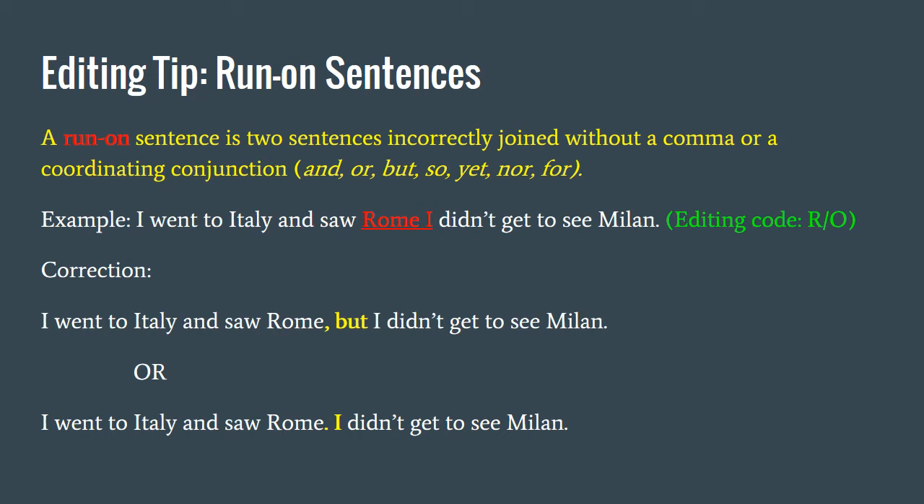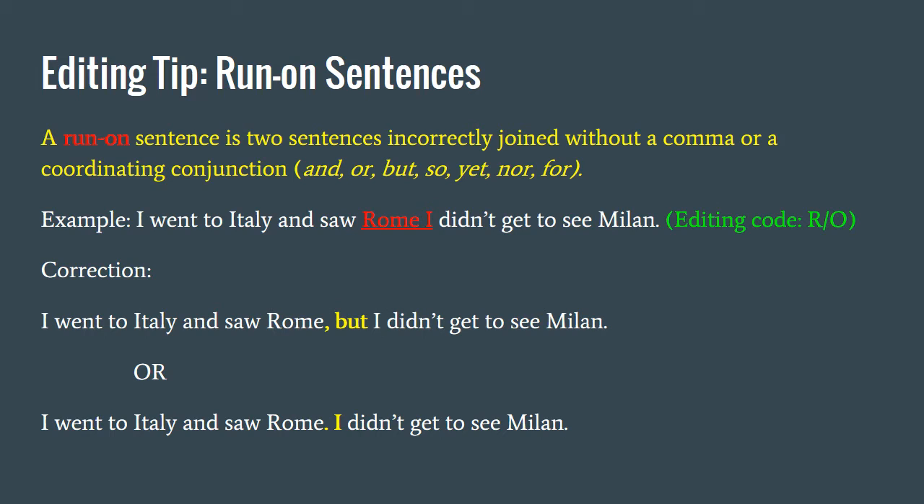I went to Italy and saw Rome. I didn't get to see Milan. Okay, and if I saw this in your paper, I'm going to write R/O because that is a run-on. And that's my tip for you, that you need to break it into sentences or add a comma and a coordinating conjunction like and, or, but, so, yet, nor, for.